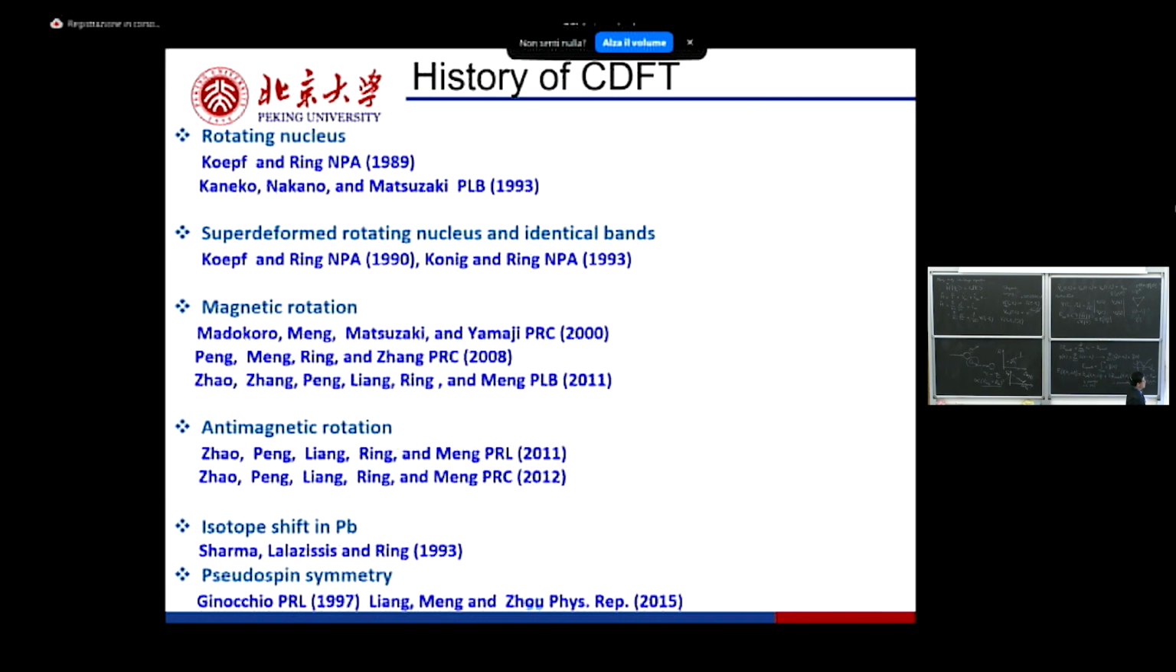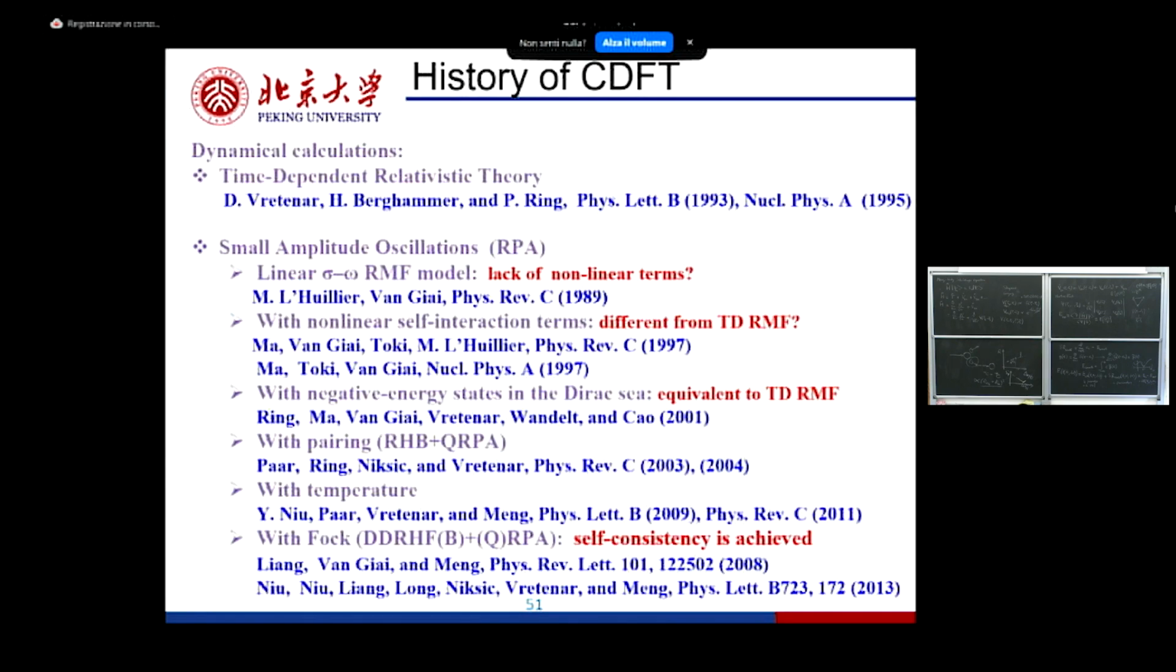Then the pseudo spin symmetry. What I mentioned is that Jiroq first found that the pseudo orbit angular momentum is simply the orbit angular momentum for the lower components. And then later on, Jiroq came to us because he wanted to investigate the pseudo spin symmetry in deformed nuclei. It's interesting: his paper mainly follows a textbook, but he is very careful. When he derived the equation, he carefully compared the equation of motion with experimental observation, and then he found the connection between pseudo spin symmetry and the Dirac sea.